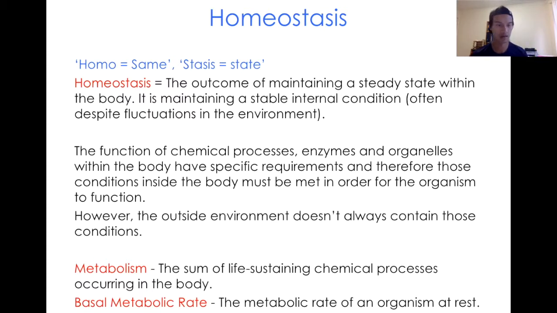Okay. Now, there's a few key terms you need to know. Metabolism. Metabolism is the sum of life-sustaining chemical processes occurring in the body. When your body burns glucose for energy, that is a metabolic process that happens when you digest food. That is a metabolic process happening. It is a chemical process in the body that allows you to survive. And so your basal metabolic rate, as we mentioned earlier, is the metabolic rate of an organism at rest, without any strenuous activity there at all.